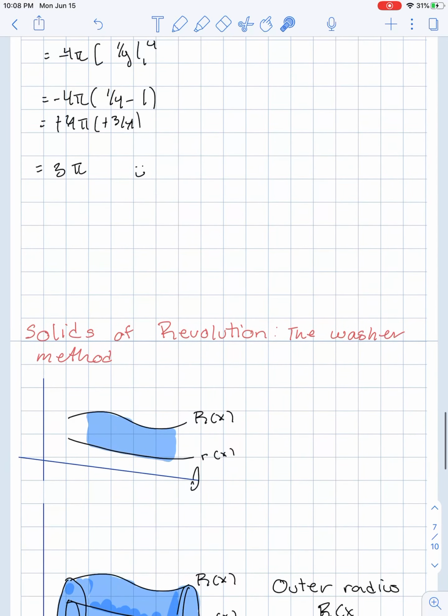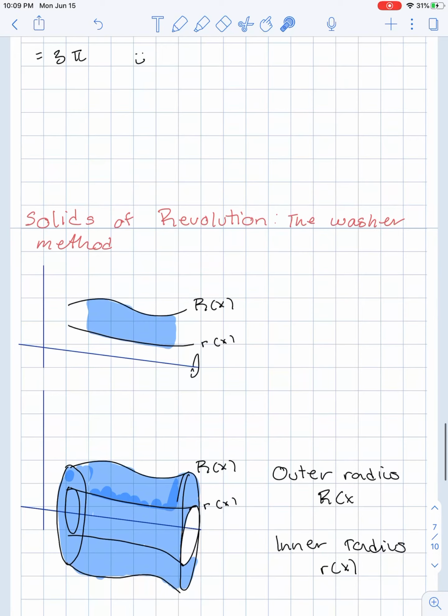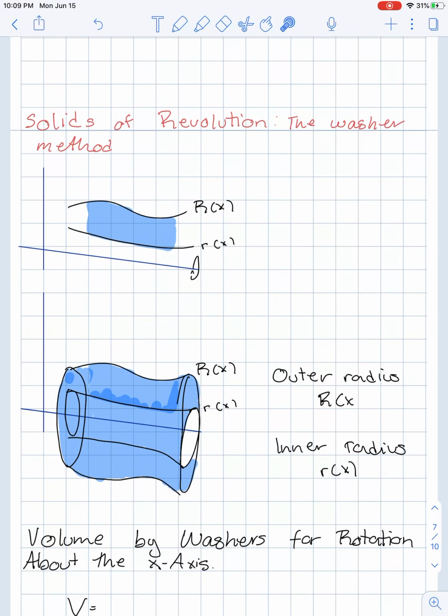So, solids of revolution, the washer method. This is different than what we just did. I still have two curves here, big R and little r, but now I'm rotating both of these curves, which gives me a washer. So basically a really fancy vase that doesn't have a bottom. So some messed up toilet paper.